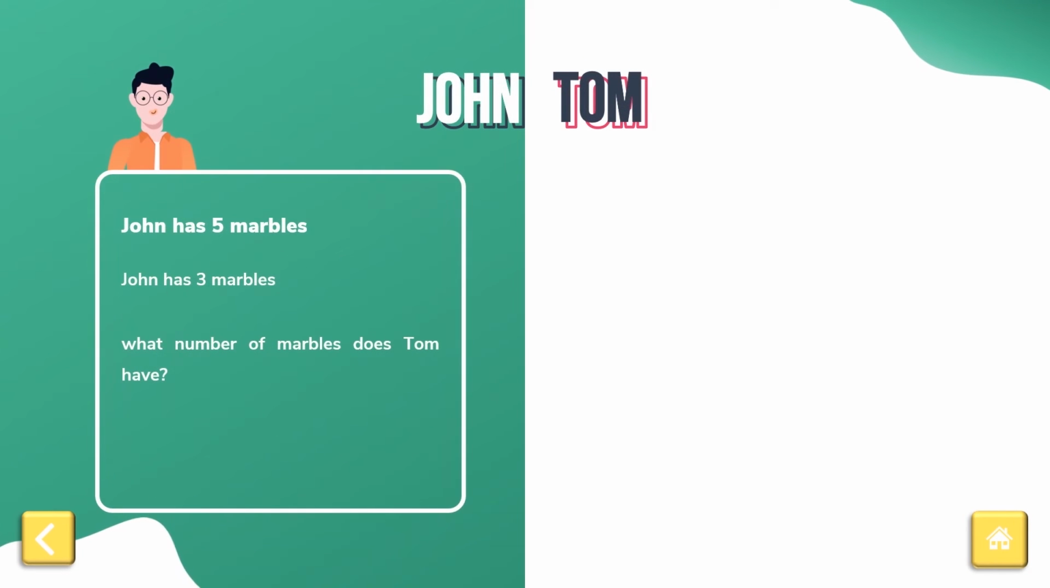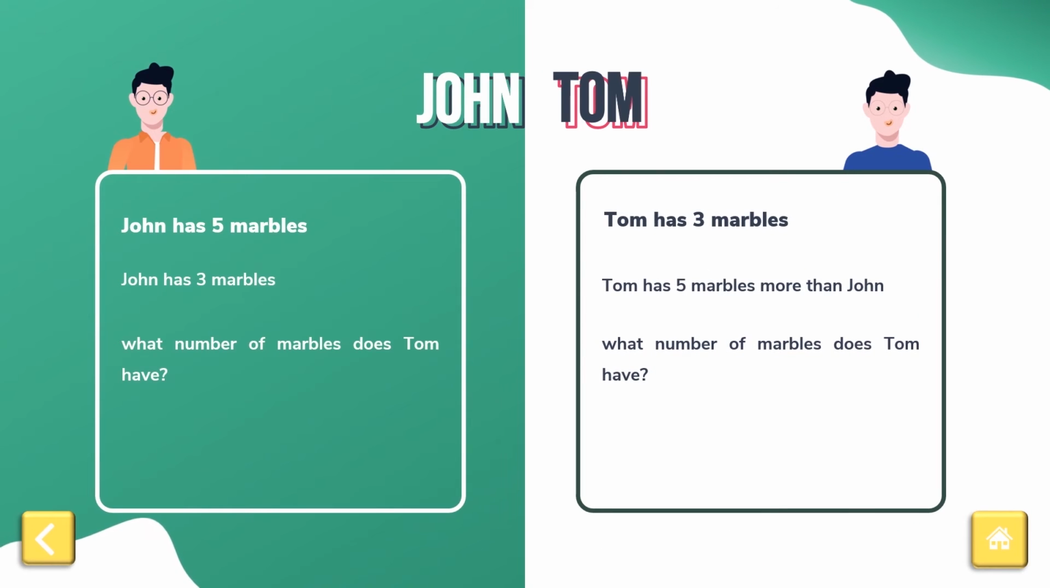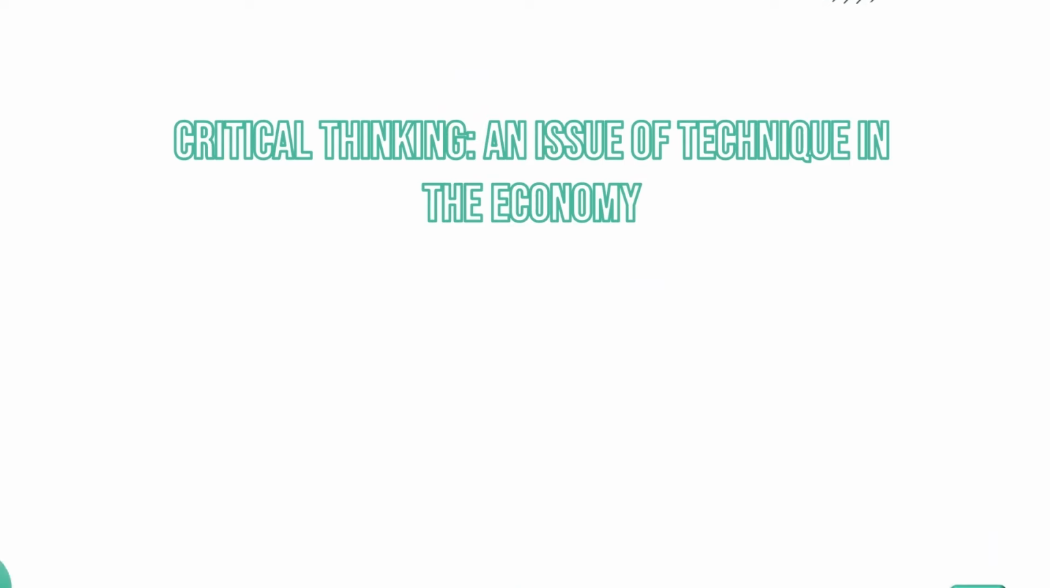Mix issues which concern static circumstances, such as, John has 5 marbles, Tom has 3 marbles, and what number of marbles do they have together? Examination problems in which it is an issue of contrasting static circumstances, utilizing definitions of the sort over-under. For instance, John has 3 marbles, Tom has 5 marbles more than John. What number of marbles does Tom have?